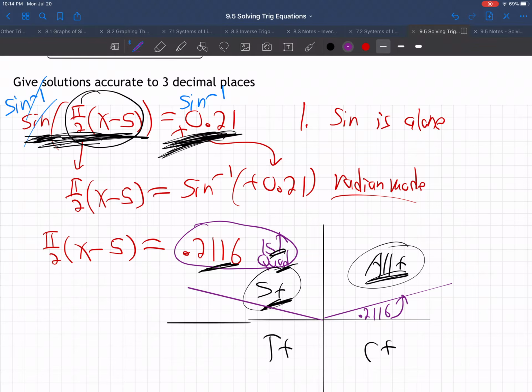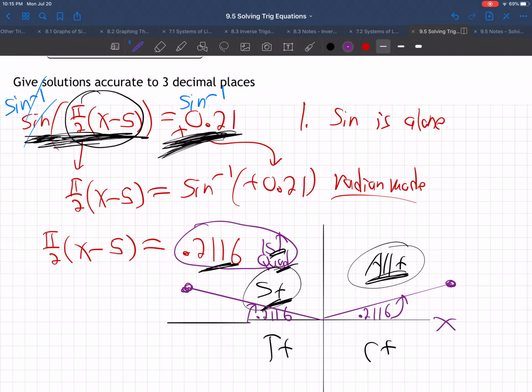So, in other words, this angle right here, 0.2116, they're off the x-axis the same distance. Remember, if you come off the x-axis the same distance in two different quadrants, you're going to get the exact same trig function, sine, cosine, tangent, etc., except for plus or minus. Otherwise, all the values, sine, cosine, tangent, secant, cosecant, cotangent, are going to be the same.